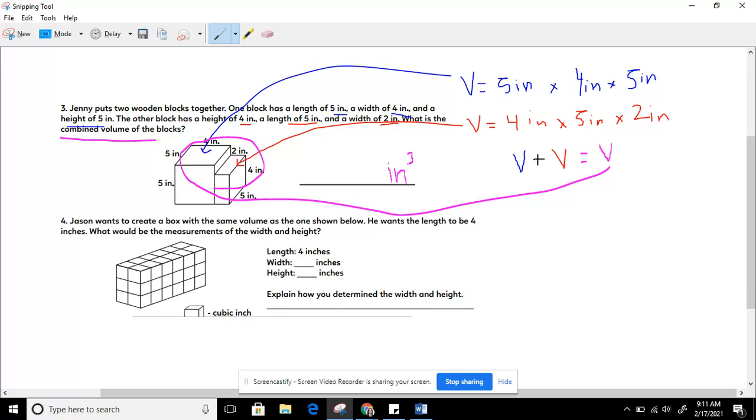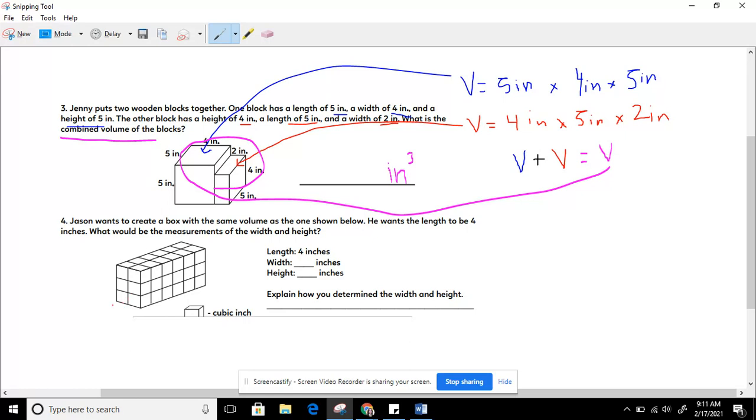Number 4, this one's a little tricky. Jason wants to create a box with the same volume as the one shown below. He wants the length to be 4 inches. What would be the measurement of the width and the height? So first off, you need to figure out what's the volume of this block. Okay, so we're going to take a look at the volume of this block.